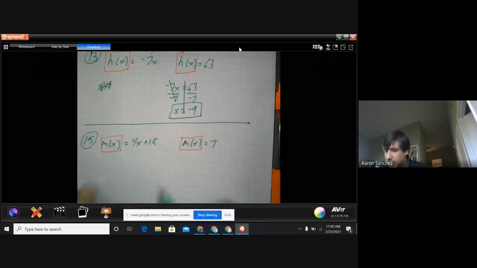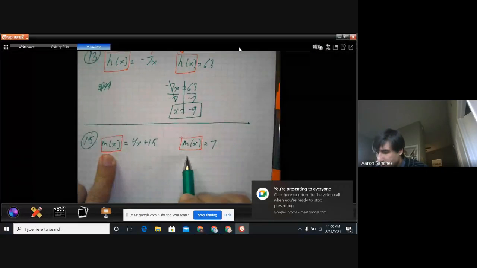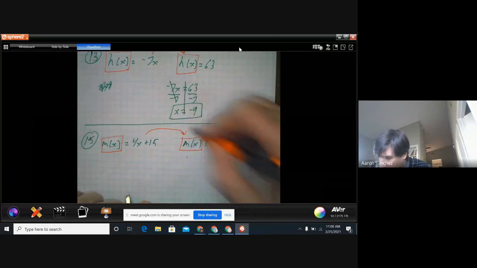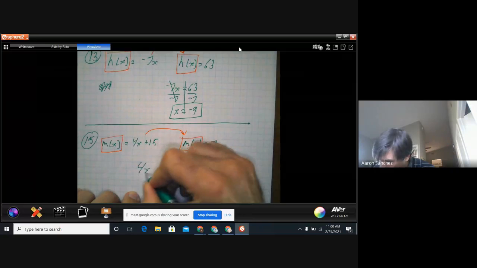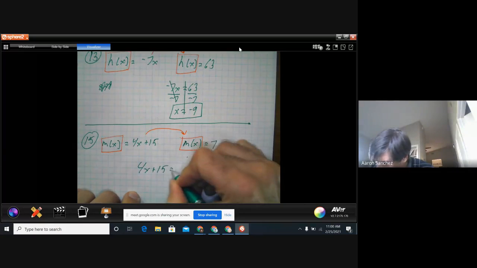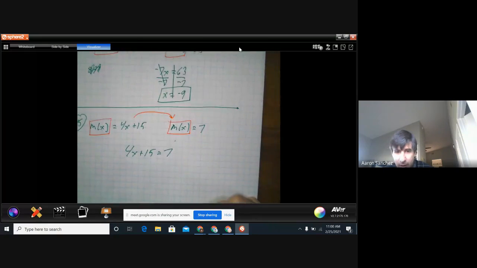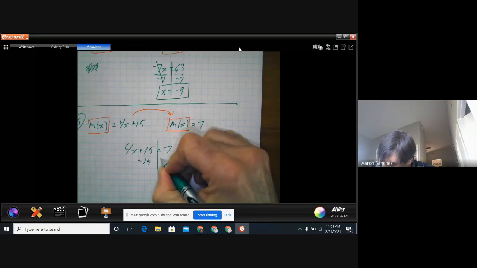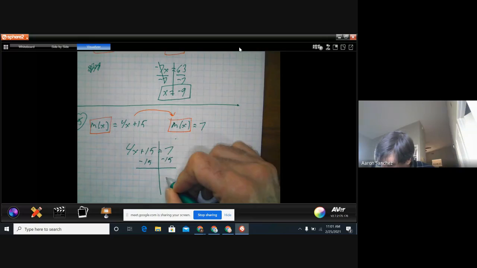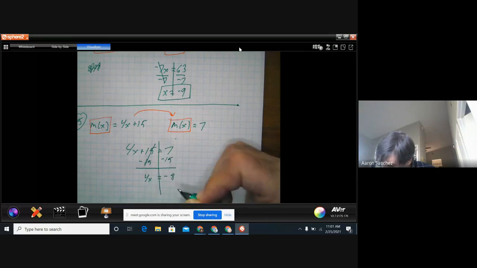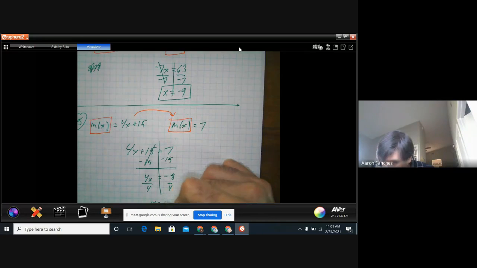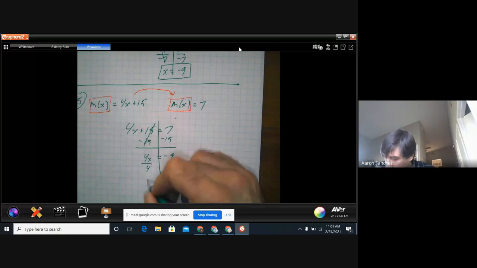So these are equal to each other. So to solve, since they're both equal to M of x, I can put it right there. And I can say 4x plus 15 equals 7. All right. And then you just solve for x. You guys remember we just take away 15. 7 minus 15 is -8. That goes away. 4x. Divide by 4. X equals -2. And there you go. That's how you do it.